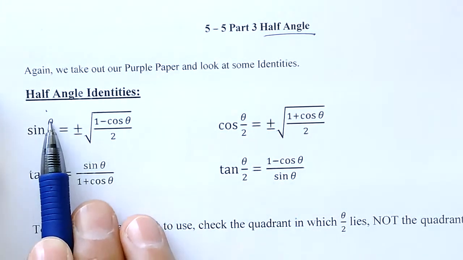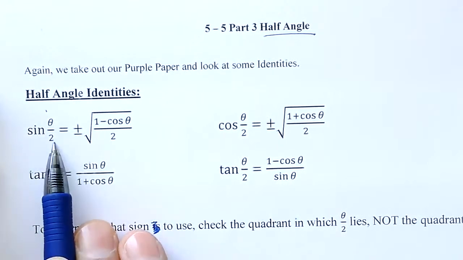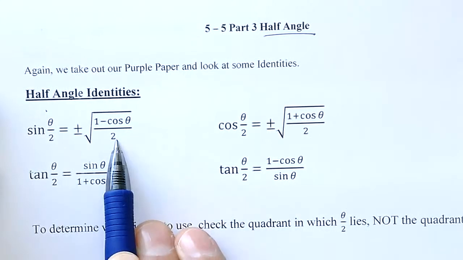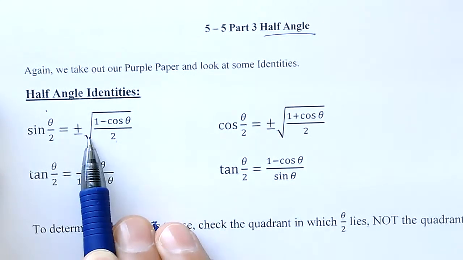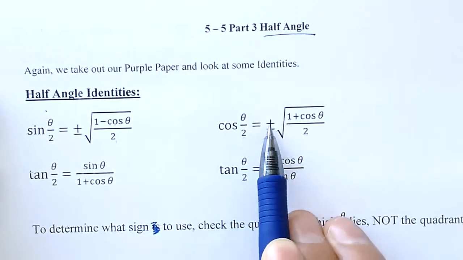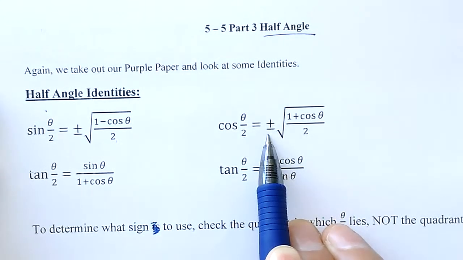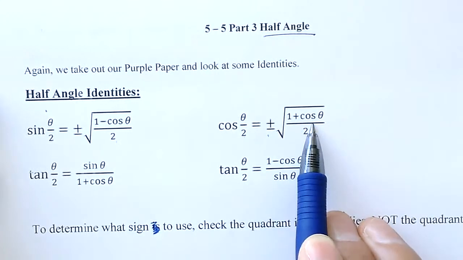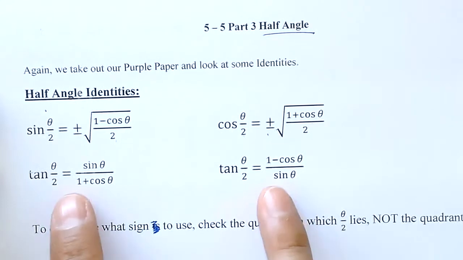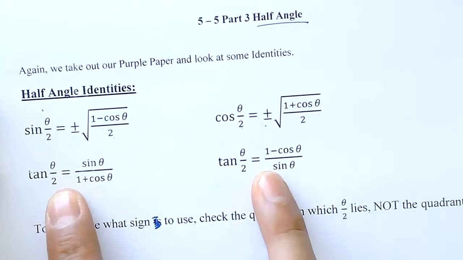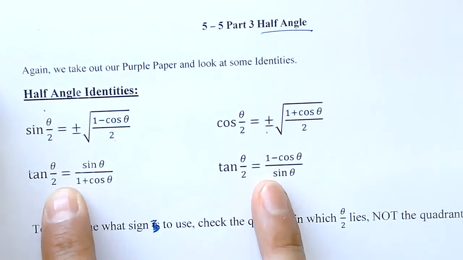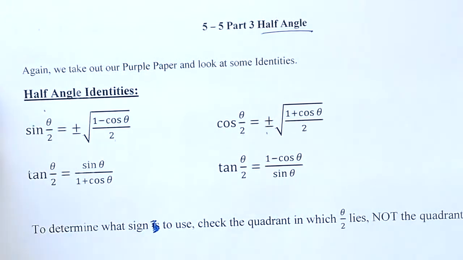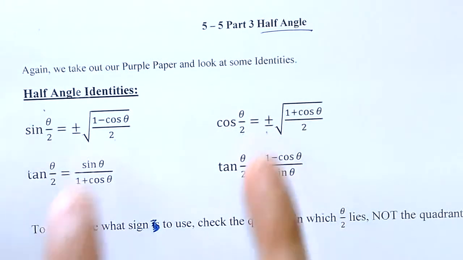The sine of half a theta is plus or minus the square root of 1 minus the cosine of theta over 2, and all of that is in the radical. The cosine of half a theta is plus or minus the square root of 1 plus cosine theta over 2, again inside of the radical. For tangent, there are two formulas. It doesn't matter which one we use, we will get the same answer. I think I'm going to be using this one, but it won't matter which one we use. So, that plus and minus.